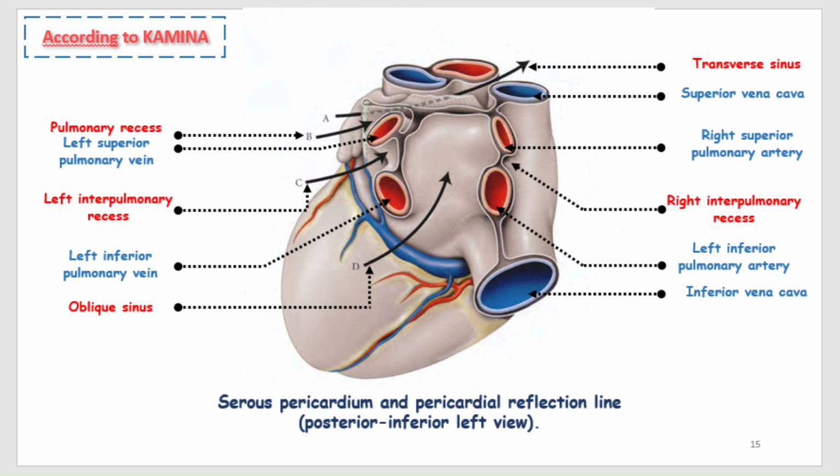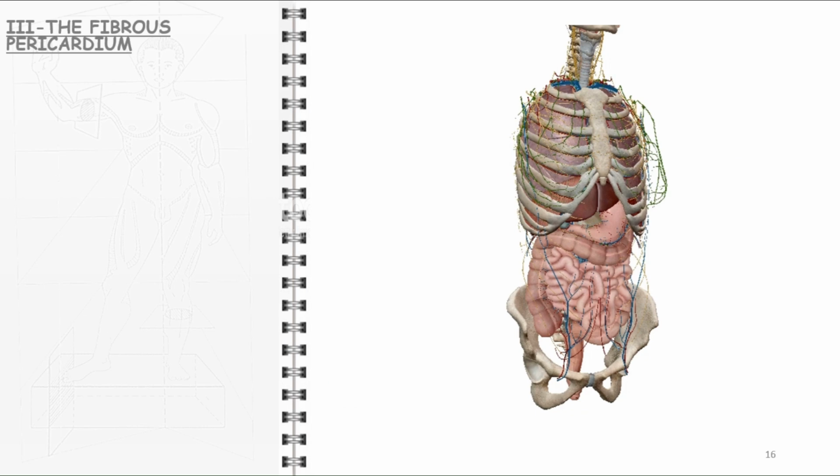On the venous pedicle, the line of reflection is very close to the point where the vessels enter the atria, except at the level of the superior vena cava, where it is located, anteriorly, about 1 to 2 centimeters above the right atrium. Let's tackle now the fibrous pericardium.